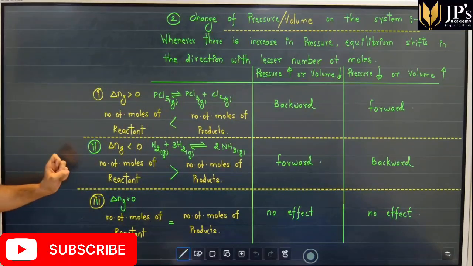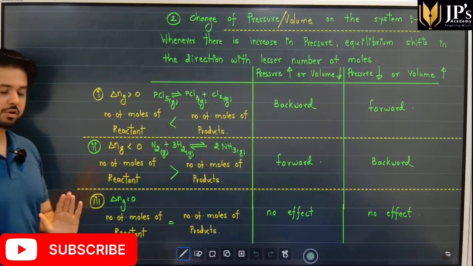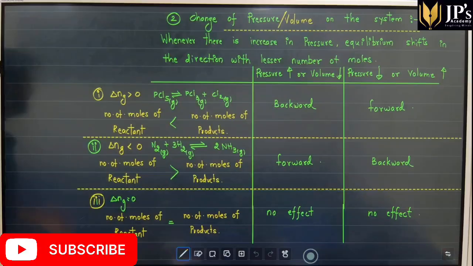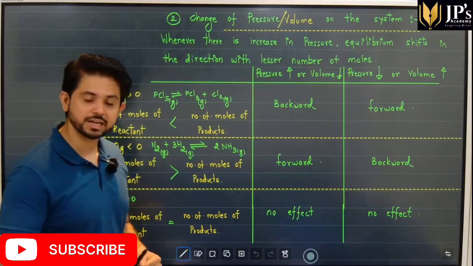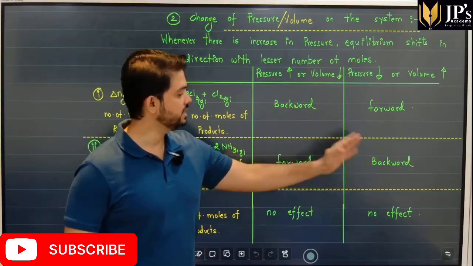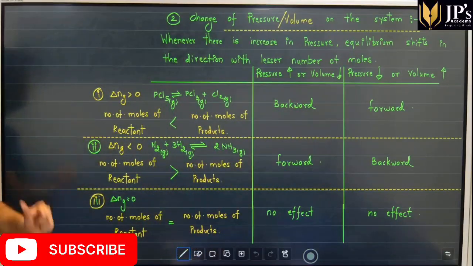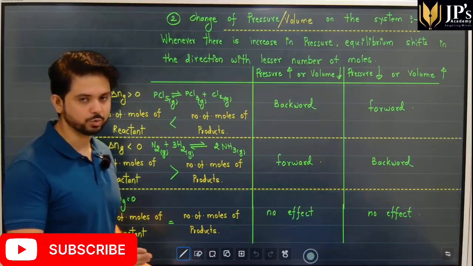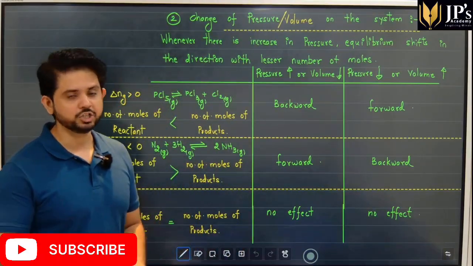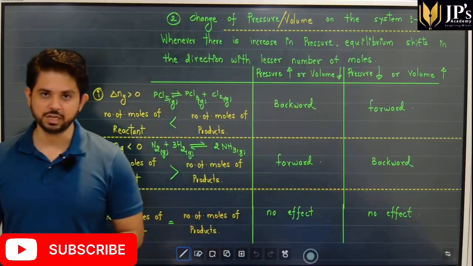Now, in the second condition we have more number of moles in reactant and lesser number of moles in product. In this case, again, if you increase the pressure, since the number of moles are lesser on the product side, equilibrium shifts forward, and for decrease in pressure, equilibrium shifts backward. But if the number of moles are equal, for example, H2 plus I2 in equilibrium with 2HI, same number of moles on both sides, a change in pressure or change in volume has no effect on the equilibrium.